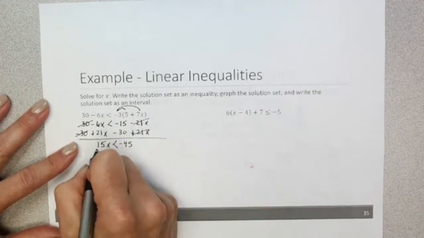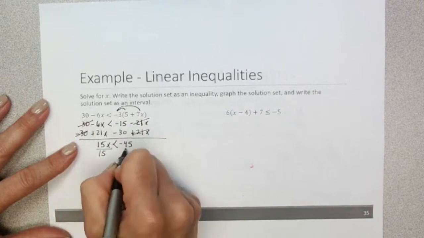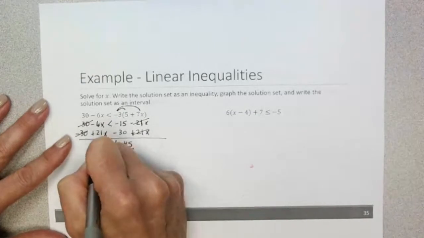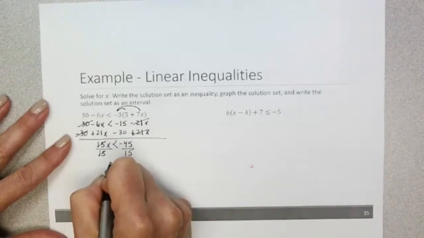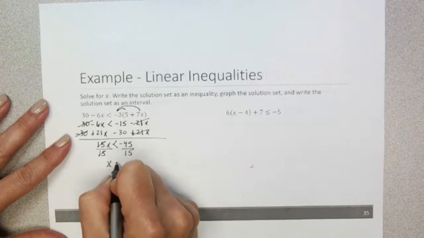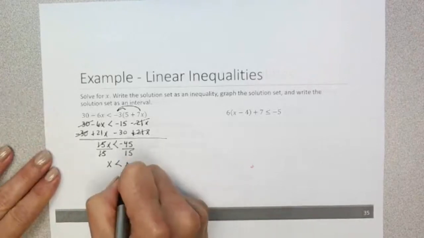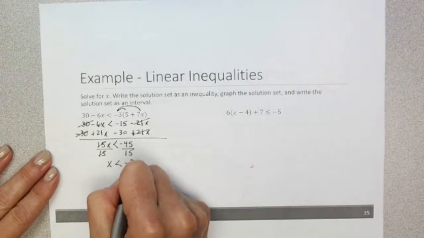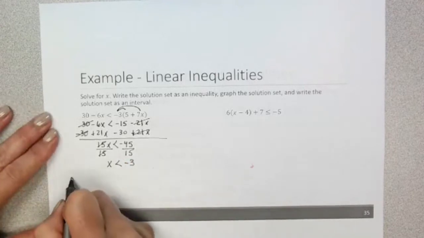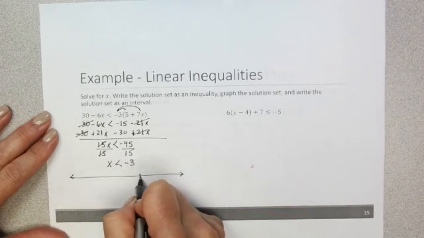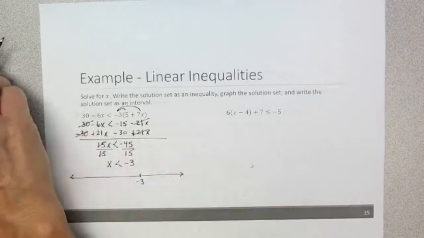Okay, last step. Divide both sides by 15 so that I only have x left remaining on the left-hand side. Divide out. So my inequality solution is x is less than negative 45 divided by 15. That's going to be negative 3. Okay, the graph of this is going to look like this. And we'll say negative 3 is right there.